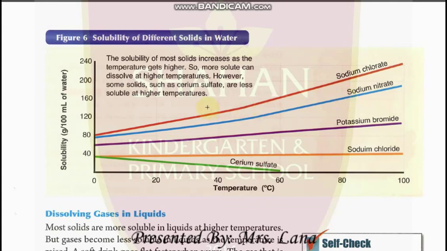However, some solids, such as cerium sulfate, are less soluble at higher temperature. Just this one. Please keep focus on this one because I will bring it in the exam.